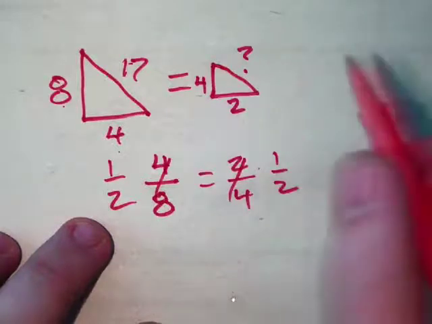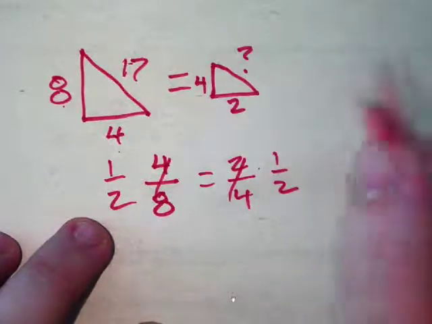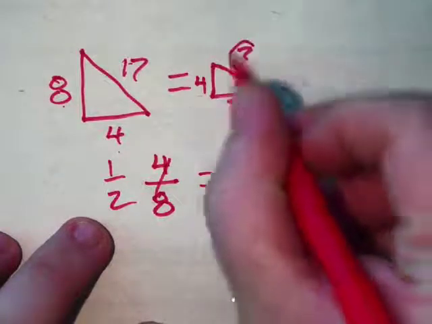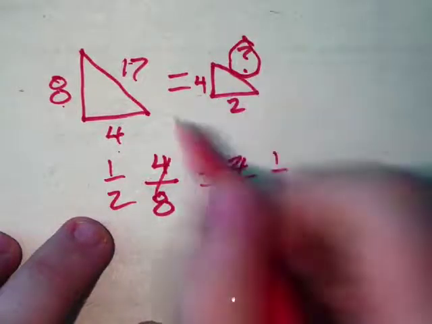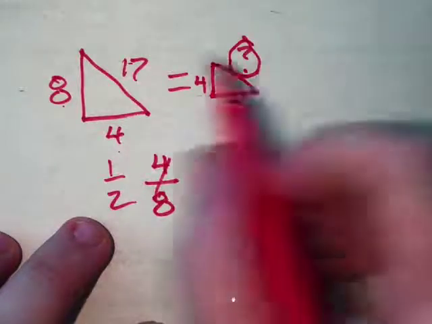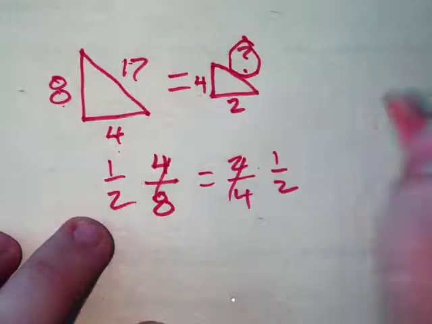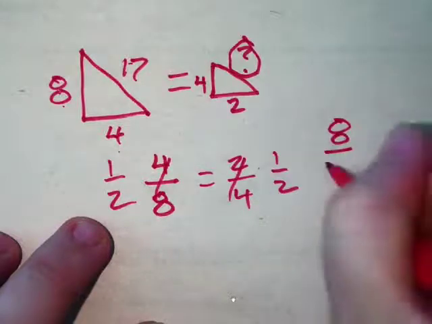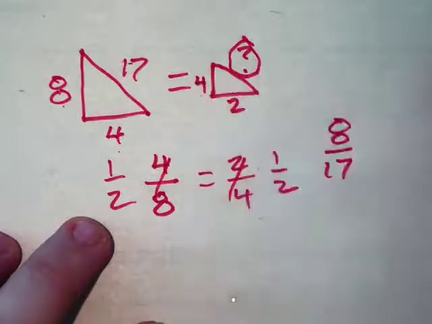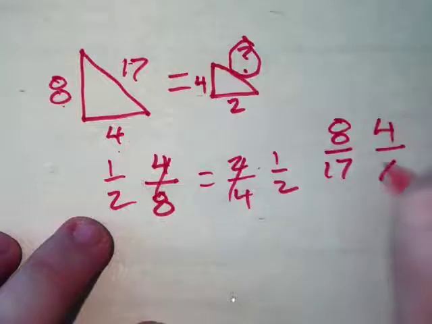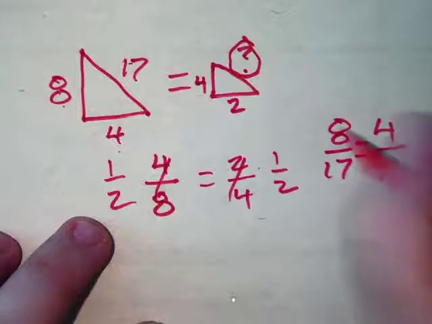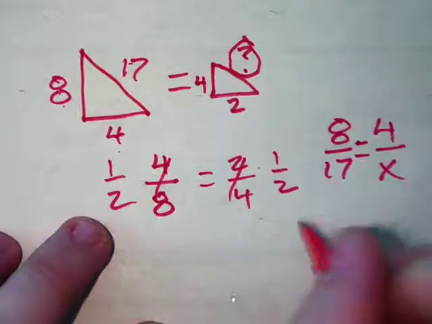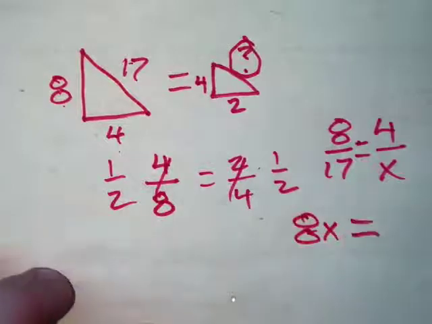Okay, and I'm going to give you a few examples. This won't be the only example, but now I want to know what this side is. Okay, well, if I say 8 is to 17 the same way that 4 is to x. Okay, well, how do we solve that? We cross multiply, and we get 8x equals 4 times 17, which is 68.